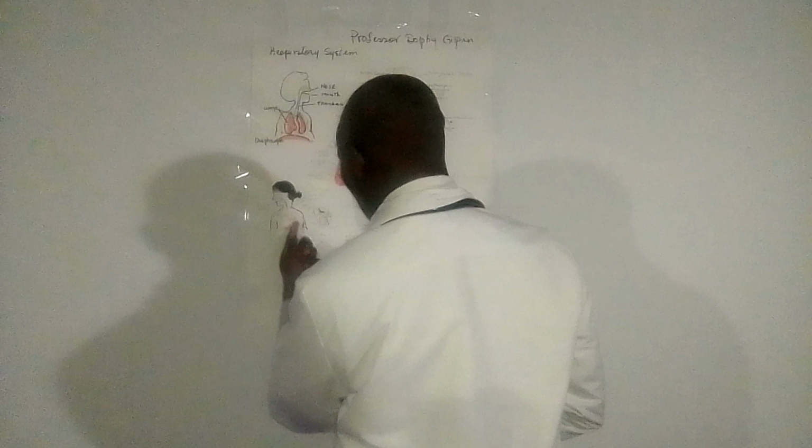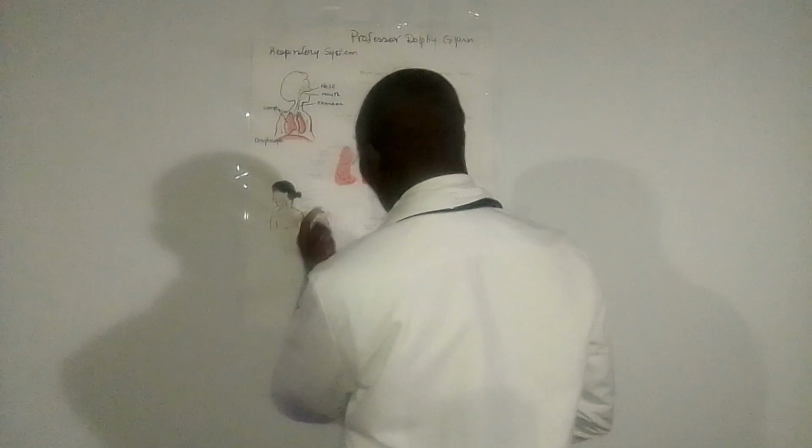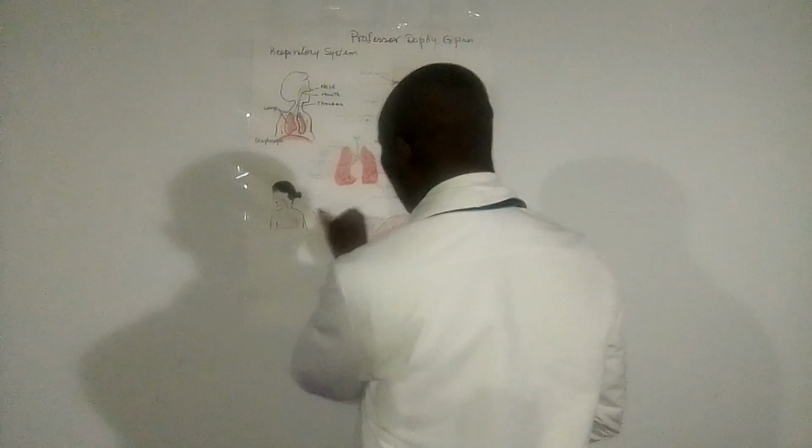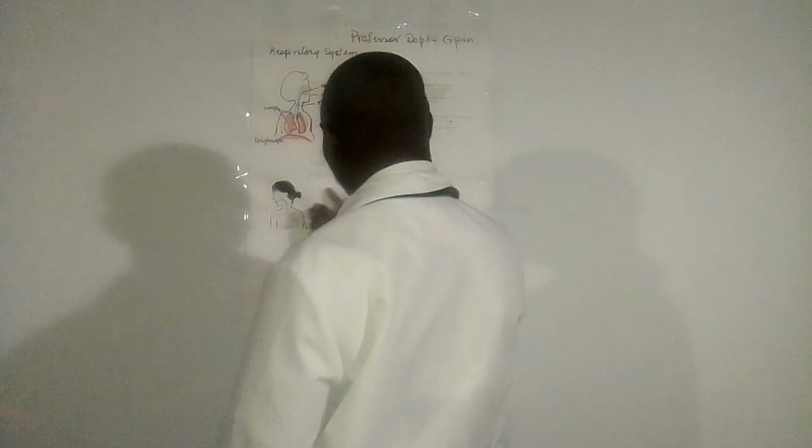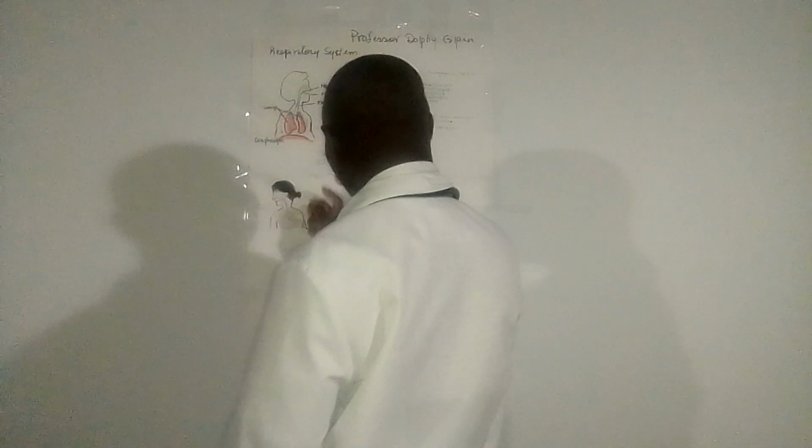We take out this little part here and we put it under the microscope. You see the alveoli and the bronchioles. Left lung, trachea, pharynx, larynx.